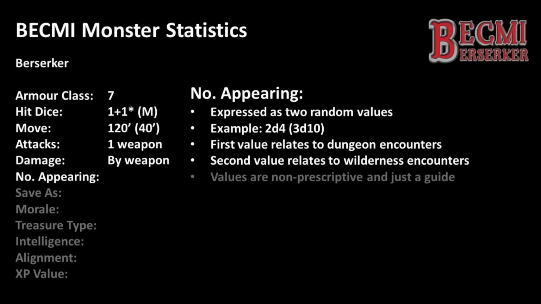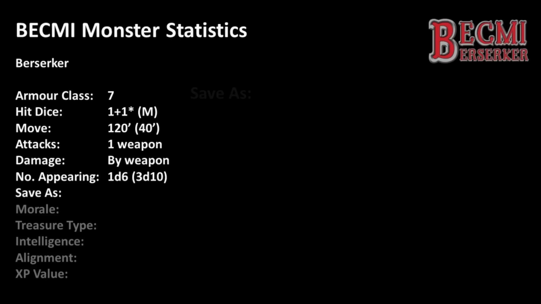It's important to state that these numbers were just guidelines, and there were recommendations on how to change these values depending on which level of the dungeon the creatures were found. Ultimately, the number appearing was up to the DM, but this did help when considering balancing encounters. So when it comes to Berserkers, the guidelines are that when encountered in a dungeon, there would be 1d6 of them, and when encountered in the wilderness, there would be 3d10 of them. And there I was, thinking I was unique. Oh well, let's move on to Save As.